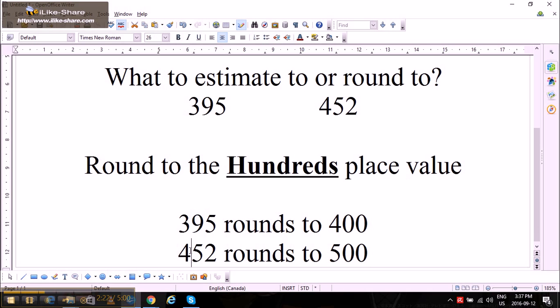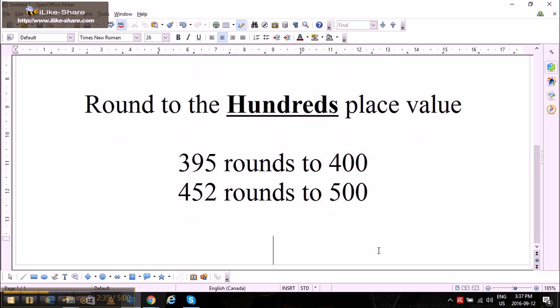Same here. I want to round to my hundreds, my 4, so I look to the right. Is this 5 or higher? Yes, it is. So my 4 moves up to the next number in the place value, so 500. After that, I take 400 and I add it to 500, and it's about 900. So in this problem, I can say about 900 people came over the 2 days.